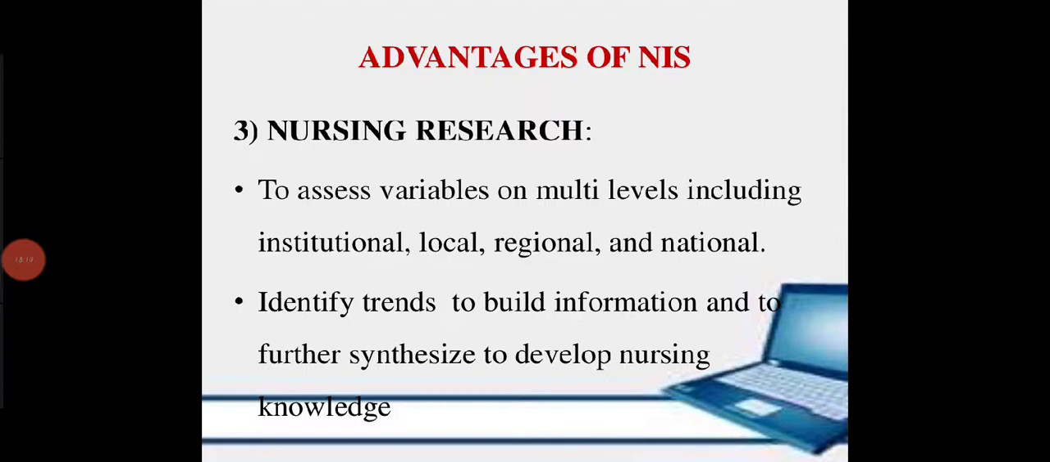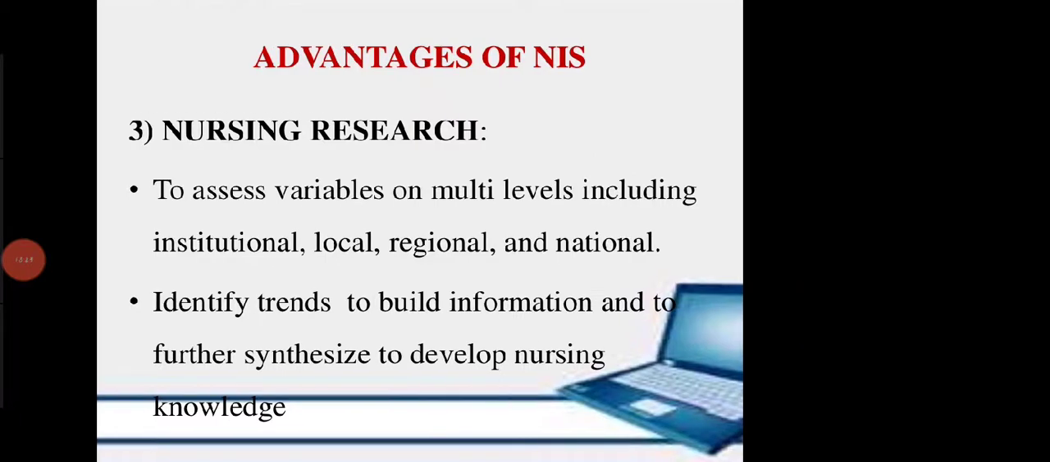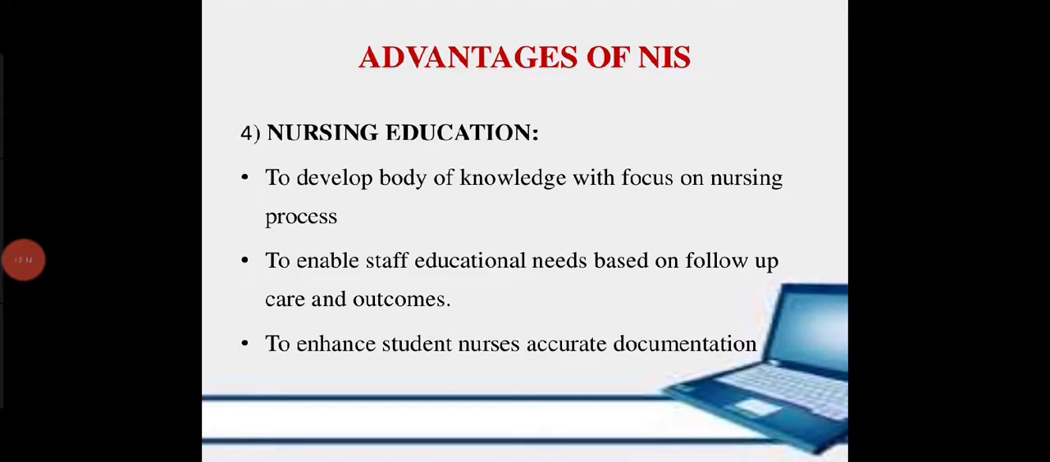In nursing research, it helps to assess variables on multiple levels including institutional, local, regional, and national. Variables can be measured or assessed, and trends identified to build information and to further synthesize to develop nursing knowledge. Nursing knowledge and information can be built by using this NIS. And in nursing education, it helps to develop a body of knowledge with focus on the nursing process, to address staff education needs based on follow-up, care, and outcomes, and to enhance student nurses' accurate documentation. Here also it is very important for the documentation itself and for certain educational needs.